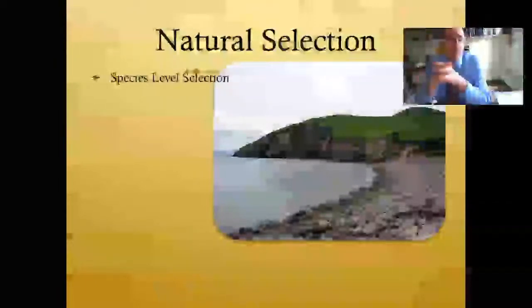Species level, right off the bat. Okay, this is pretty straightforward. This is that Darwin stuff that you're all aware of. This is really, really slow though, right? So we don't see changes from species level selection within our lifetime.